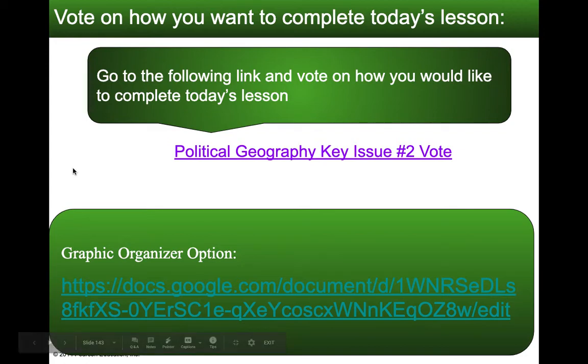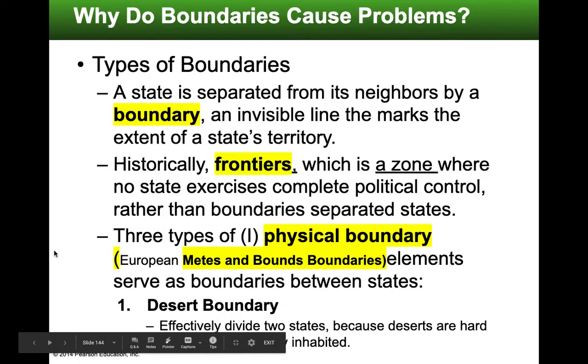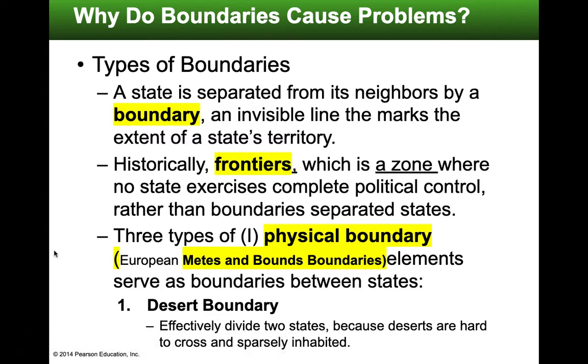All right, for key issue 2, we're not going to complete this exercise. But traditionally, when we talk about boundaries, a boundary is an invisible line that marks the extent of a state's territory. Historically, frontiers rather than boundaries separated states. A frontier is a zone where no state exercises complete political control. Oftentimes, these are uninhabited or sparsely settled areas. However, frontiers have declined in the modern world because of advanced communication and territorial expansion. Advanced communication permits countries to monitor and guard boundaries effectively, even when they're not contiguous with a country.